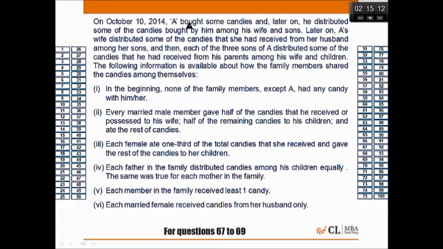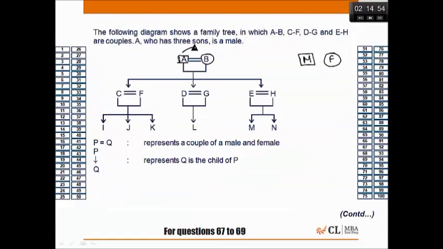On October 2014, A bought some candies and later he distributed some of the candies bought by him among his sons and wife. Later on, A's wife distributed some of the candy that she received from her husband among her sons. Okay. So A has given candy to B and A has also given candies to his 3 sons. It is also saying B also gave candies to 3 sons. Okay, that's the story. Great.